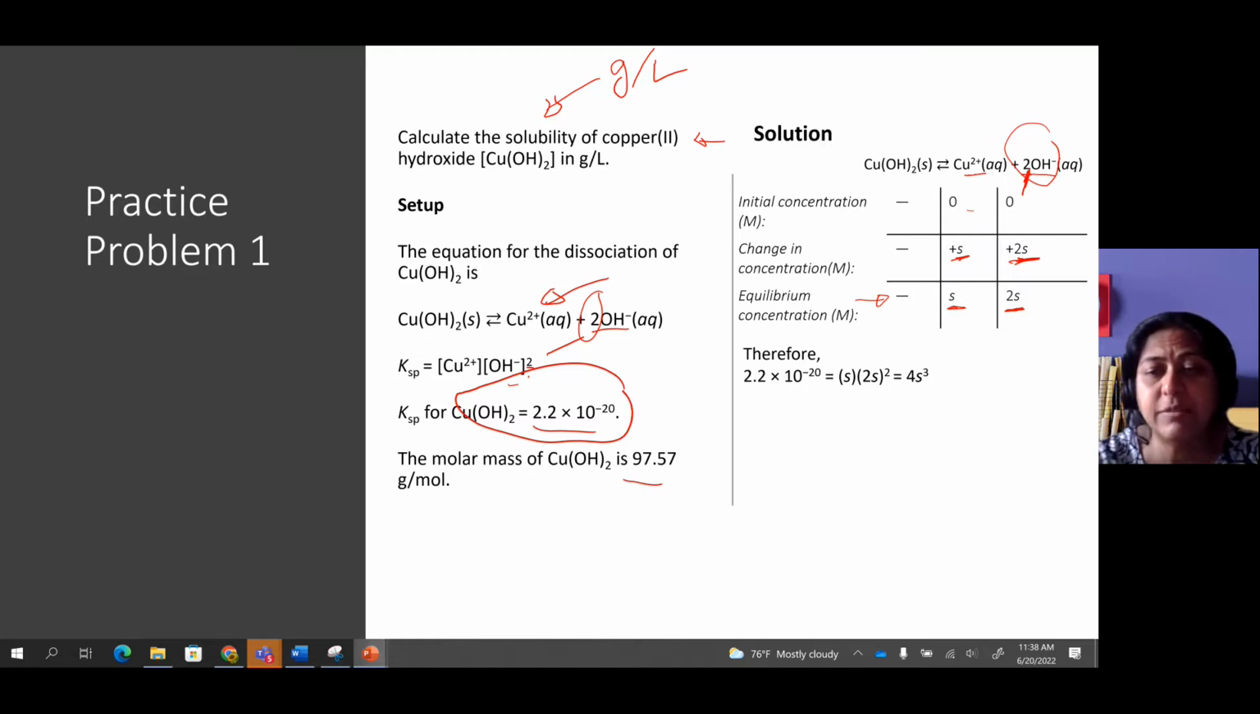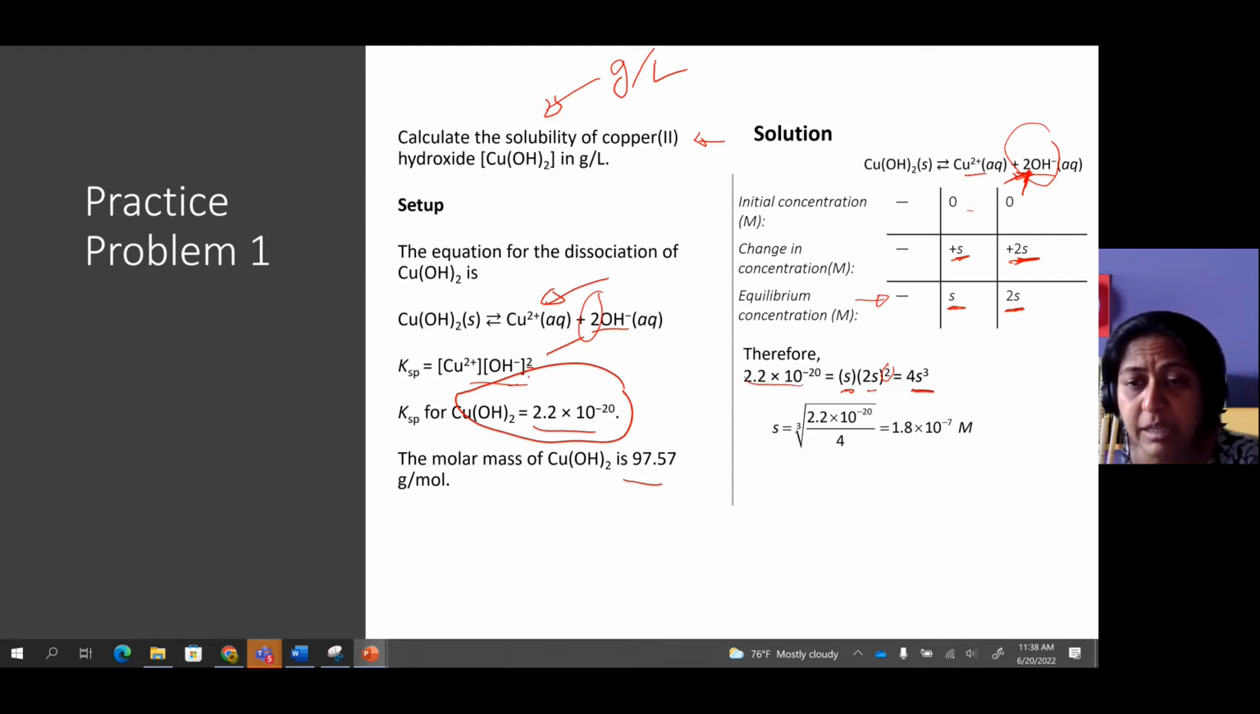We plug those values into our Ksp equation. So it is S times 2S squared, because in the equilibrium expression we raise each concentration to the power of its coefficient in the balanced chemical equation. So we get Ksp equals 4S cubed. We need to solve for S. First, we divide this number by 4, then take the cube root of that answer. That will be equal to the molar solubility.